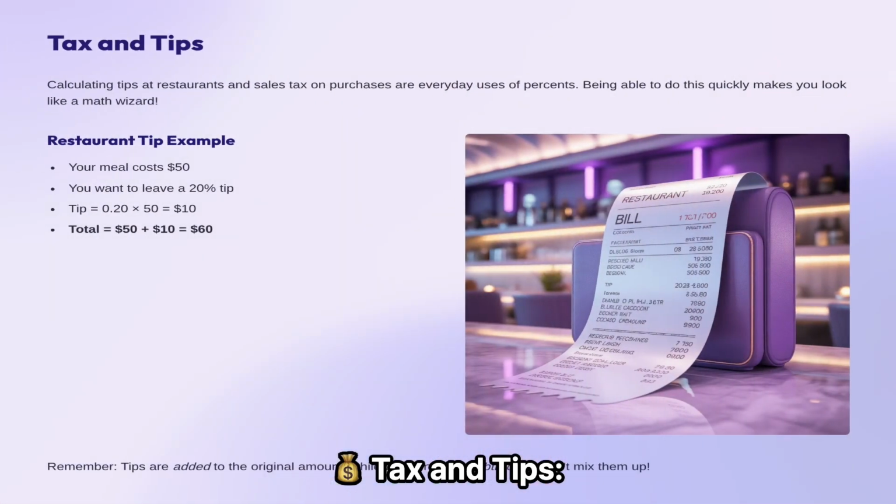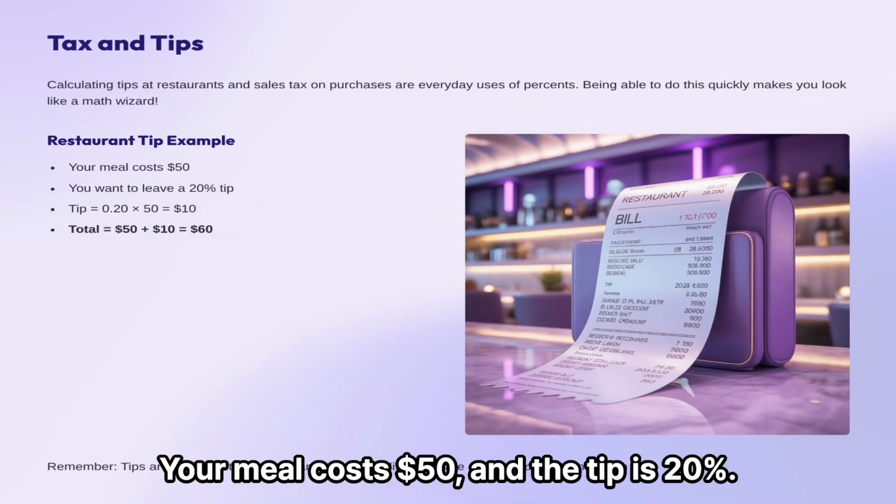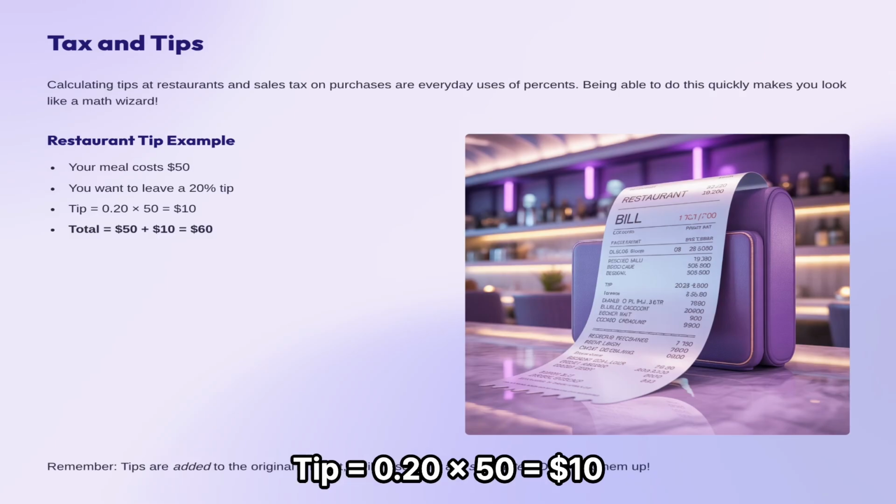Tax and tips. Your meal costs $50, and the tip is 20%. Then, the tip would be 0.20 times 50, which would be $10. So the total meal cost is 50 plus 10, which gives us $60.